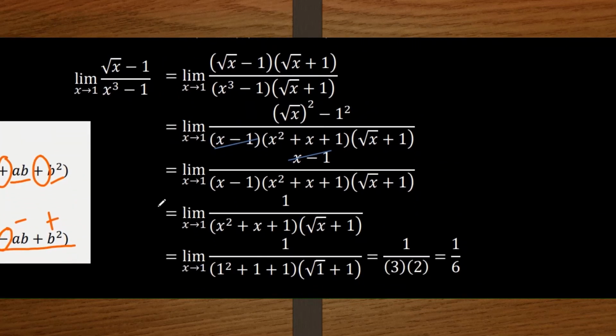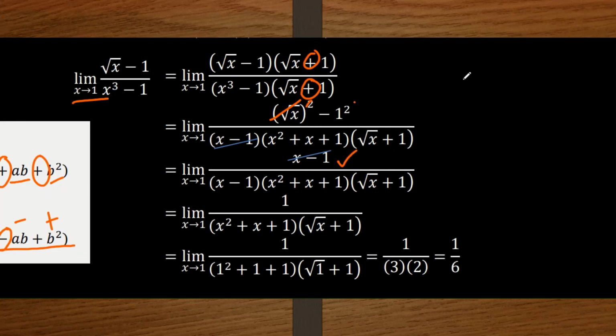In the limit of square root of x minus 1 divided by x cubed minus 1, as x approaches 1, it is obviously indeterminate. Now, the conjugate of square root of x minus 1 is square root of x plus 1. Now, multiply that to the numerator and denominator. Now, get the square of square root of x, and the square of 1. So you have x minus 1.